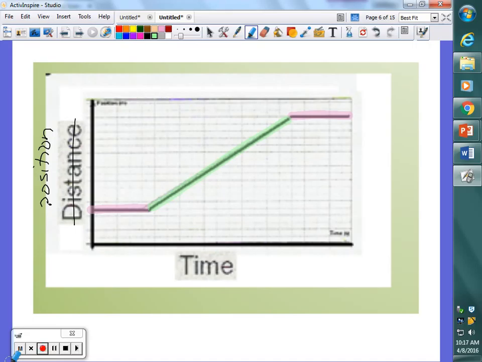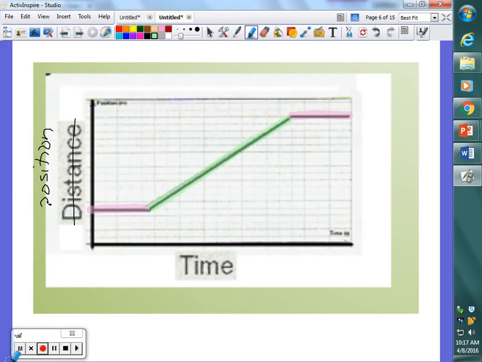There's no distance change, right? The distance or the position stays the same as the time is increasing. Okay? So that's one way we can explain it. What's the other way that we can explain it? Well, let's talk about the pink sections. We know that the object is not moving during the pink sections. One way we can explain it is to say the position is staying the same as the time keeps getting bigger. What else could we use to describe an object not moving?